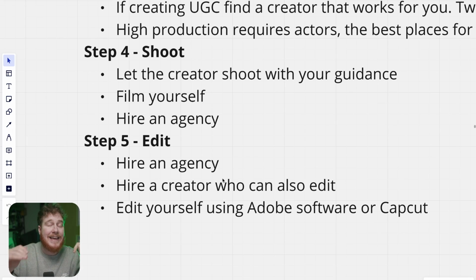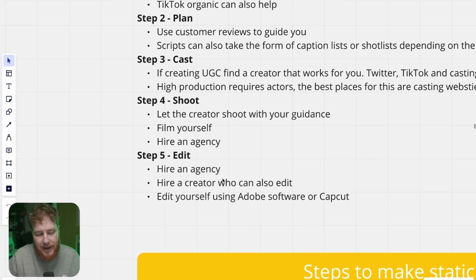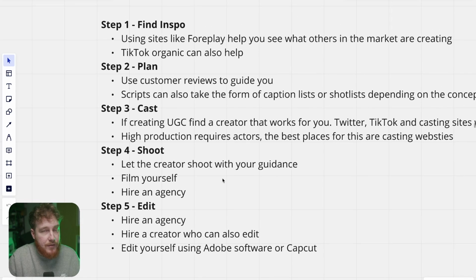Step 5, edit. Again, you can hire an agency to do this and they'll take care of the entire thing for you. You can hire a creator that can edit for you, or you can edit yourself. Adobe, higher barrier to entry, but a great piece of software that we use, or it's free, CapCut. This thing is one of the most powerful pieces of free software out there. So think about that when you're making video ads. Then after that, give it a few watches over and get it live. We want to see some results.